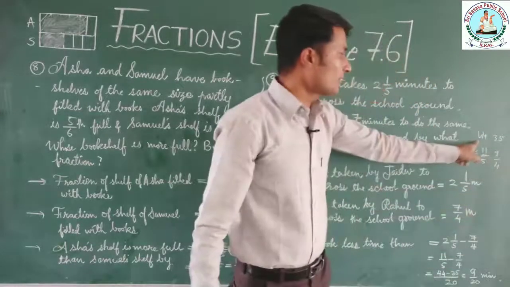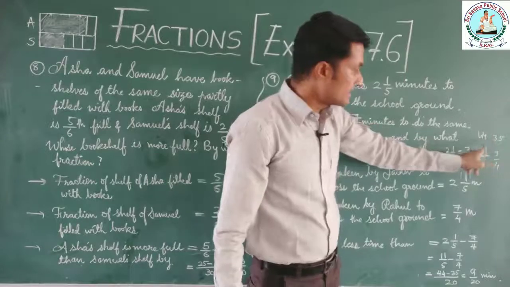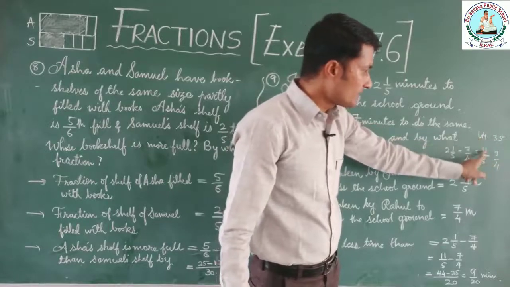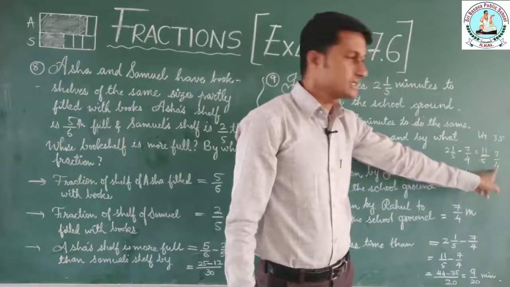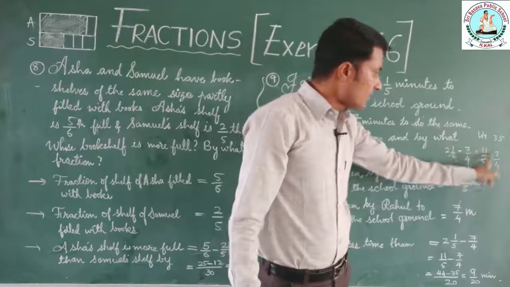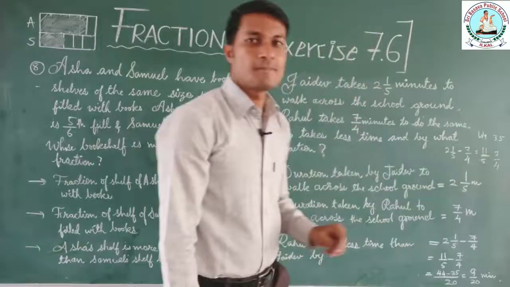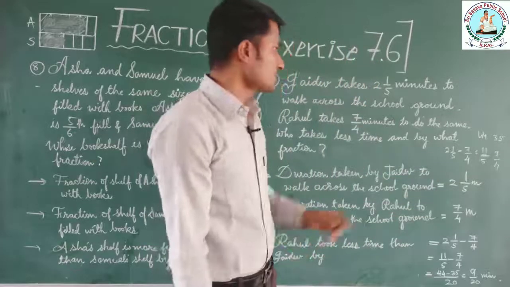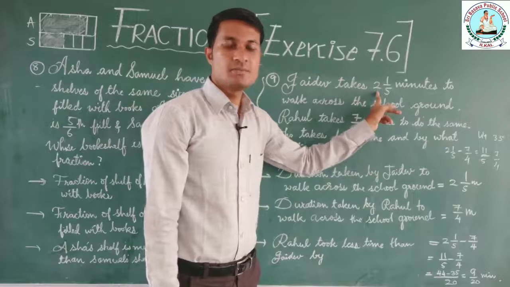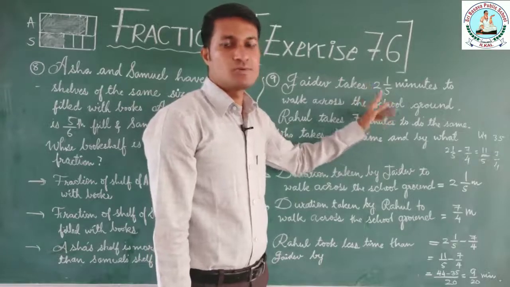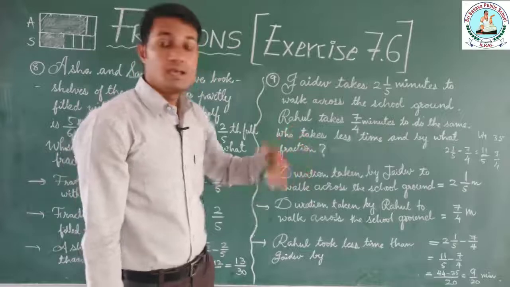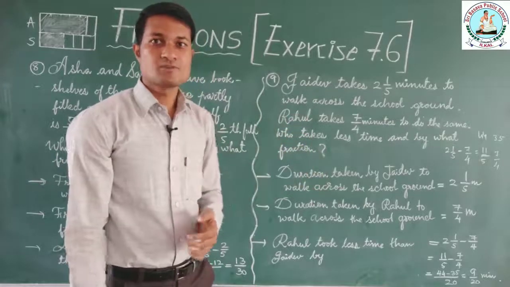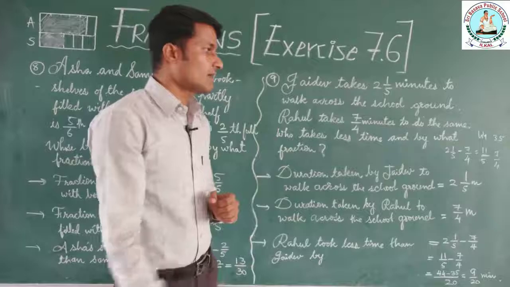So 44 is bigger than 35, and this 44 is because of the numerator of this fraction with the denominator of this. So that is why this 11/5 is more than 7/4. So 11/5, what is this? This is the time duration taken by Jaydev to walk across the ground. So that is why here Jaydev took more time.